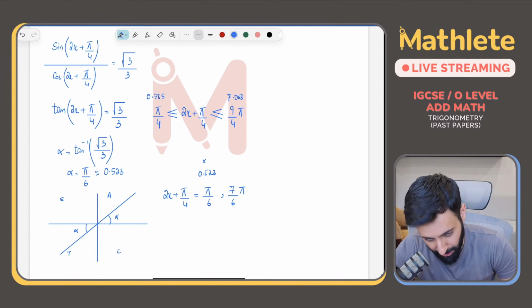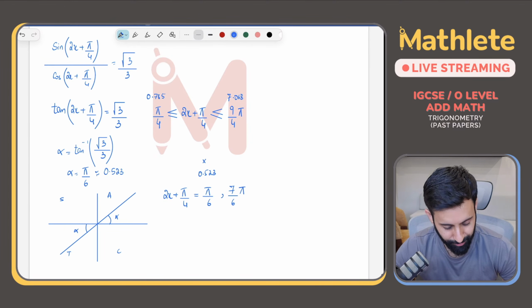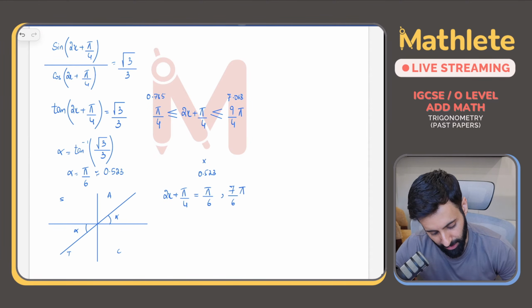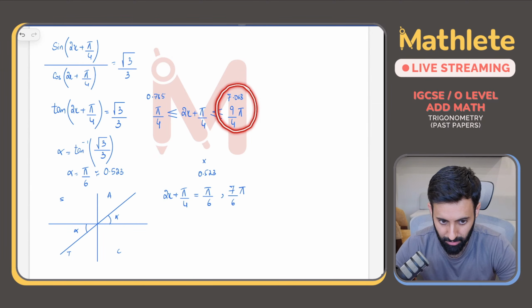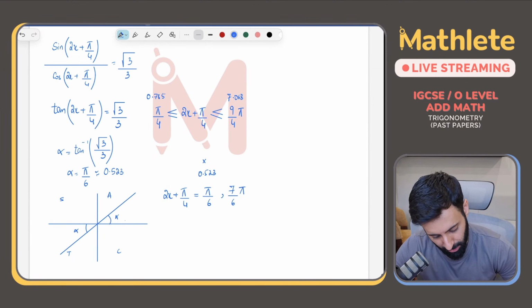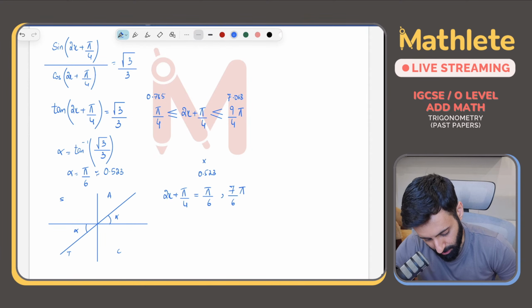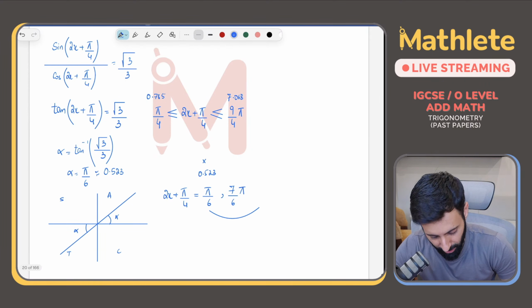Now, how will I find out the solution in the next quadrant? How will I find out the solution in the next cycle? Notice that the altered range allows us to do that. So how will I do that? We will do that by simply adding 2 pi to the existing solutions. So let's add 2 pi.